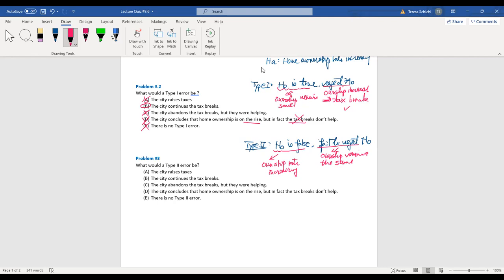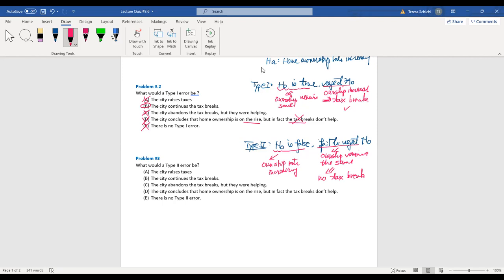We don't want to give the tax break, right? So no tax break. We only want to give the tax break to try to increase ownership. So in fact, the H0 is false. That means the ownership rate really increased, but we conclude the ownership rate remains the same. So we remove the tax break. All right, so let's see which one is correct.